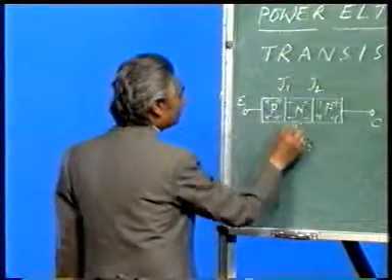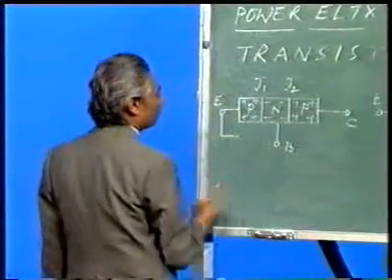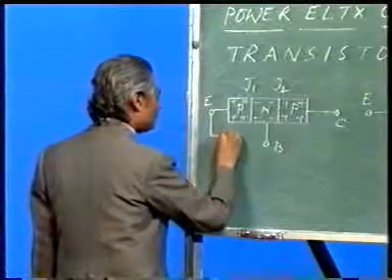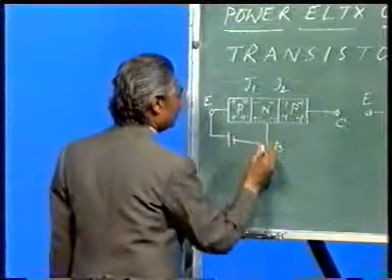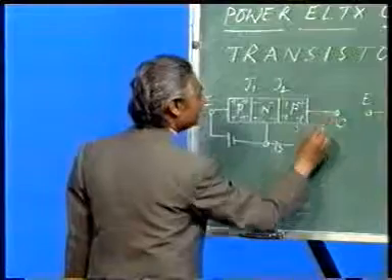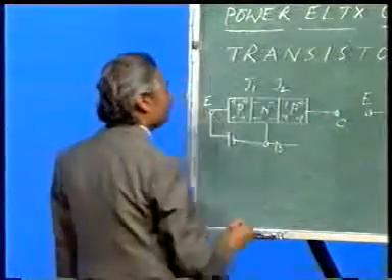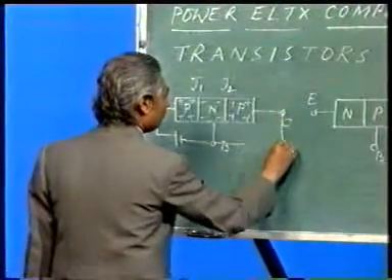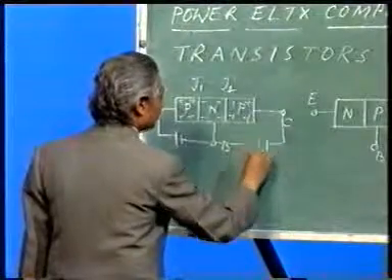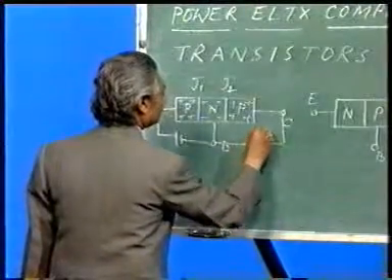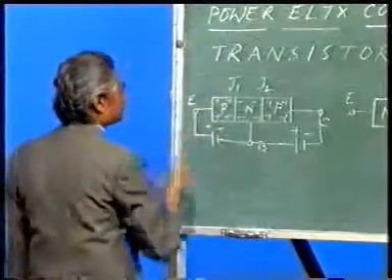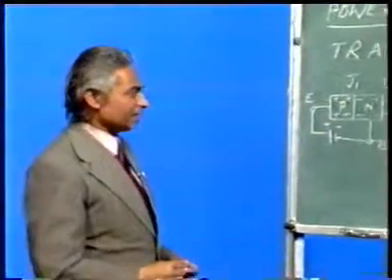The emitter base junction is always forward biased, means you have to give a positive here, a negative here, and this junction has to be reverse biased. That means you have to give negative here and positive here. This is the biasing of a PNP type of transistor.